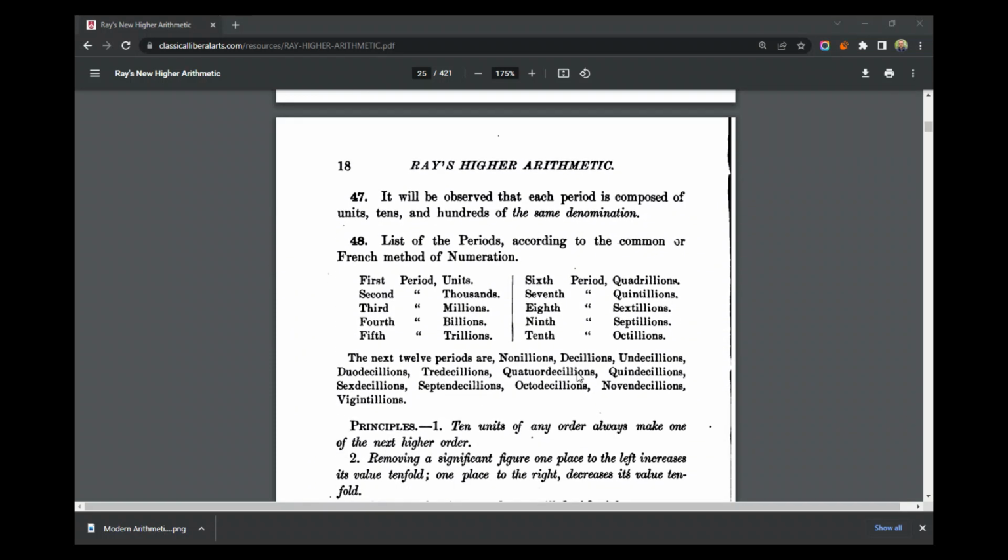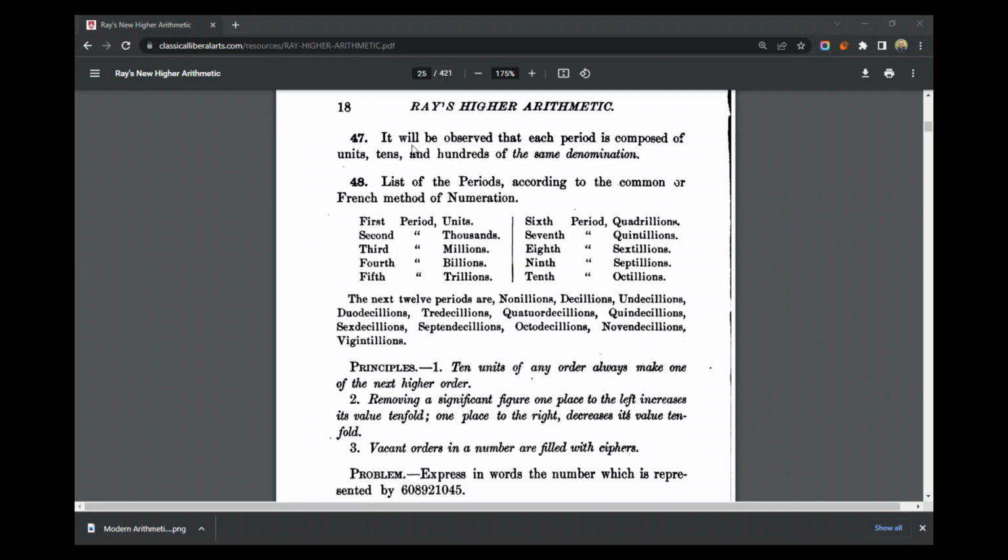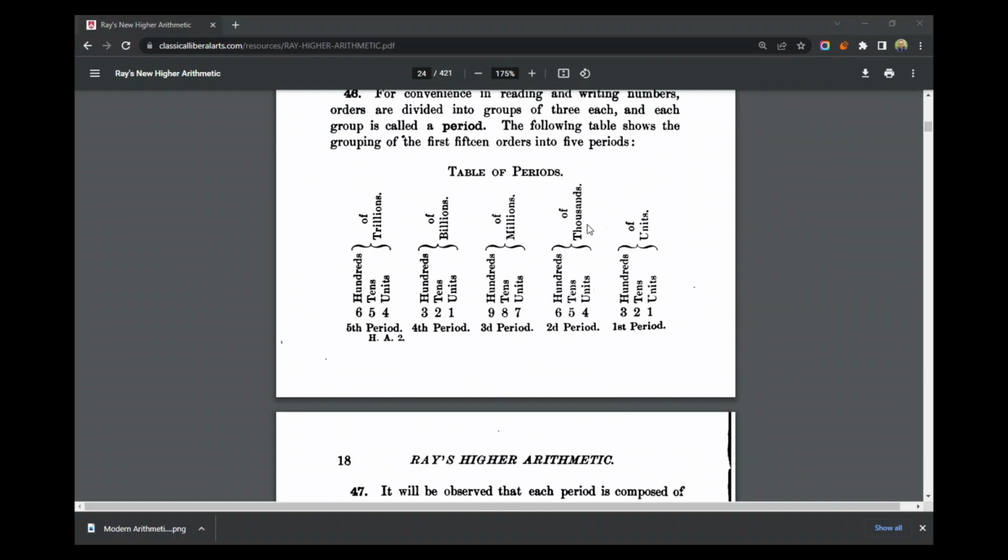Article 47. It will be observed that each period is composed of units, tens, and hundreds of the same denomination. Units, tens, and hundreds of the same denomination. So let's look back up at this.